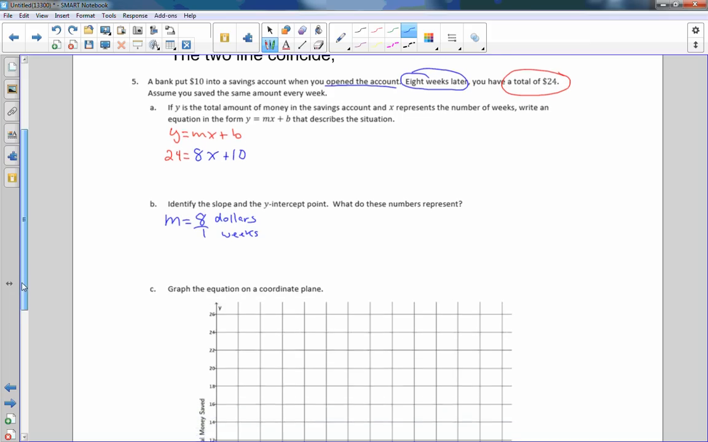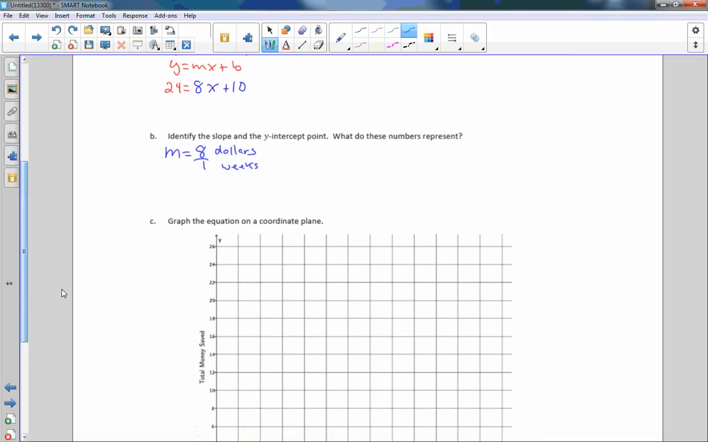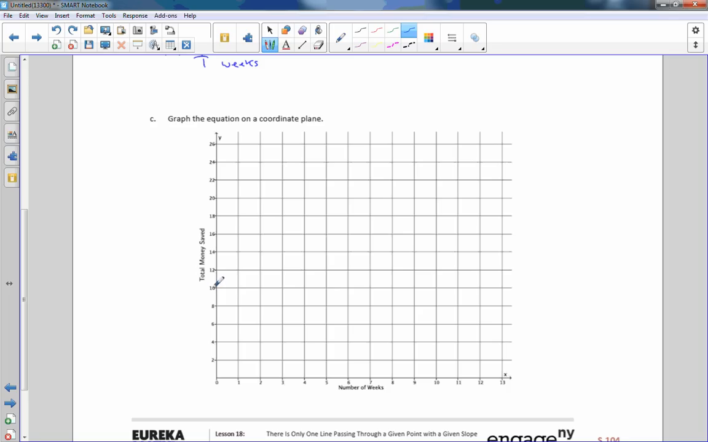C says to graph the equation on the coordinate plane. Okay, so we're starting with our initial $10. So that is going to start right here. The bank gave us $10 when we opened the account.